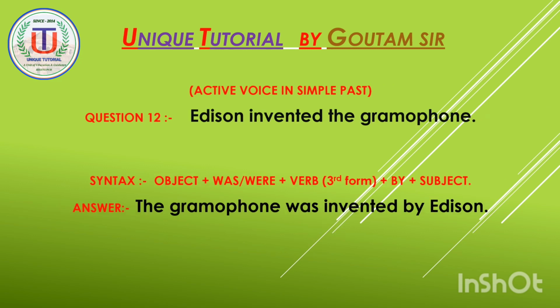Question number 12. Edison invented the gramophone. The sentence is in active voice in simple past. So the structure will be: first will come object, then was or were, then verb third form, then by, then subject. According to the structure, the sentence will be: The gramophone was invented by Edison.